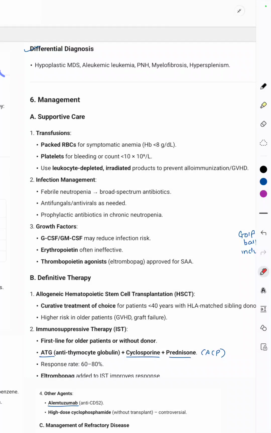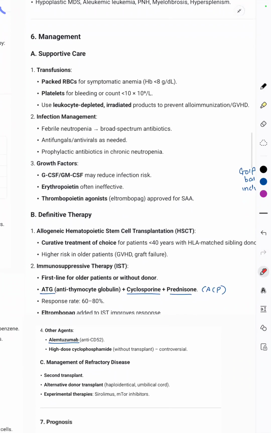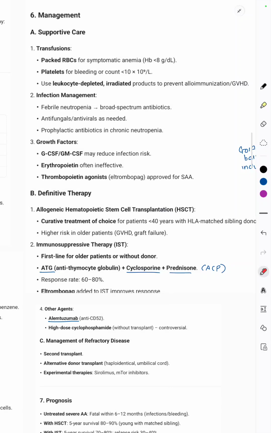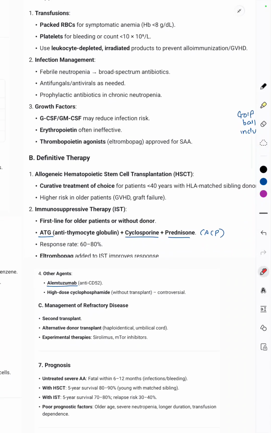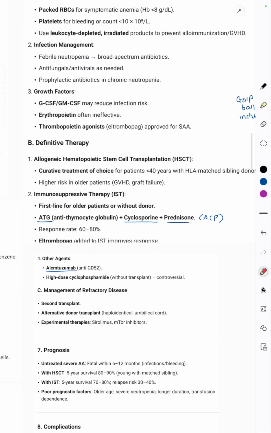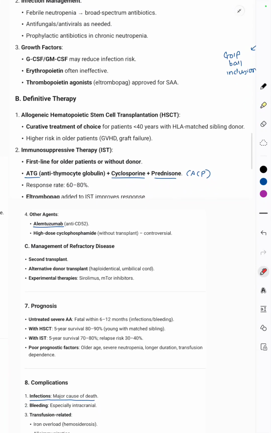Management of this case: supportive care, including transfusion, packed RBCs for symptomatic anemia, then platelets for bleeding or count less than 10 × 10^9. Infection management by broad spectrum antibiotics, antifungals, antivirals. Growth factors can be given, that is G-CSF or GM-CSF, to decrease the infection risk. Erythropoietin or a thrombopoietin agonist, that is eltrombopag, is given.